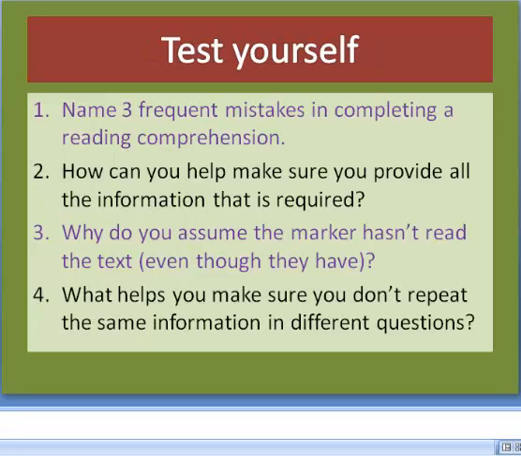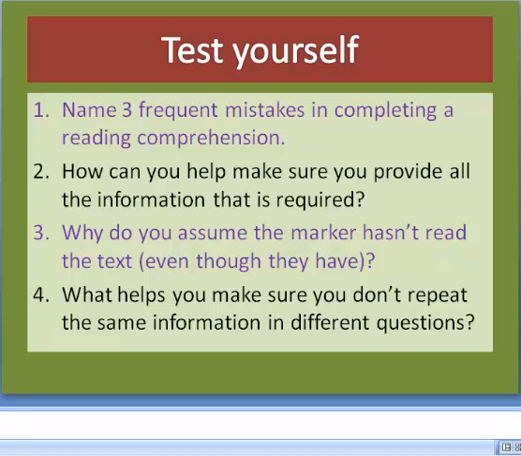Finally, test yourself. Name 3 frequent mistakes in completing a reading comprehension. The answers are irrelevant answers, vague answers, and not completing all the parts of the question. Question 2. How can you help make sure you provide all the information that is required? The answer is that you should read the question very carefully and underline the important words. Check how many actions you need to take.